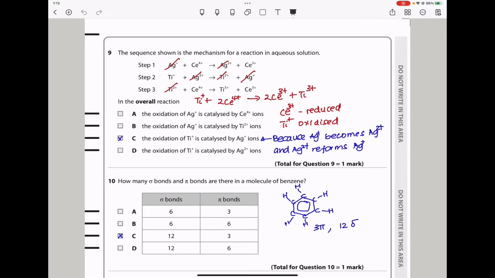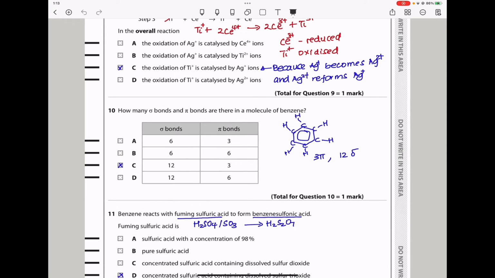The reason for that is because silver 1 was oxidized to silver 2 and then silver 2 was returned back to silver 1 at the end. So it did not participate in the overall reaction, but there was a conversion of oxidation state, an oxidation, and then a reduction. So silver 1 was the catalyst. So C is going to be my answer.